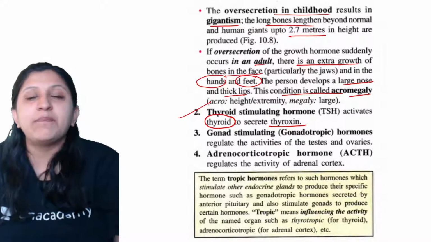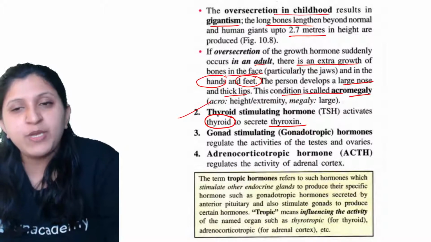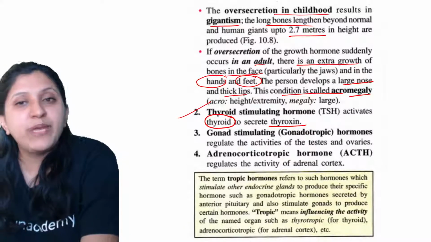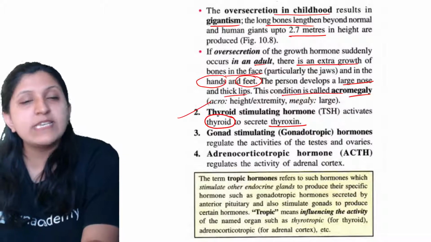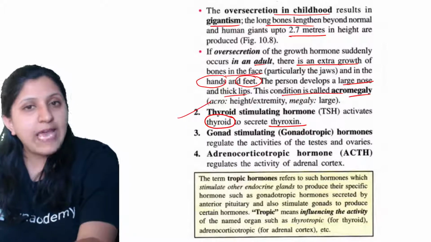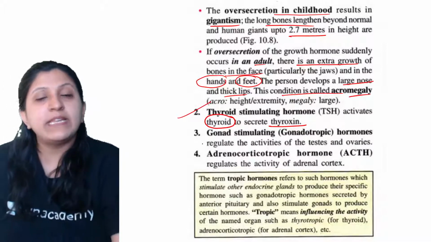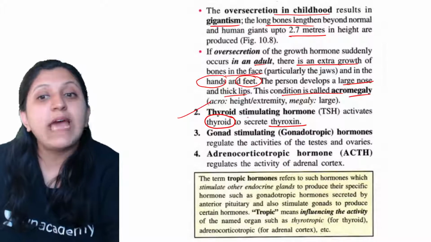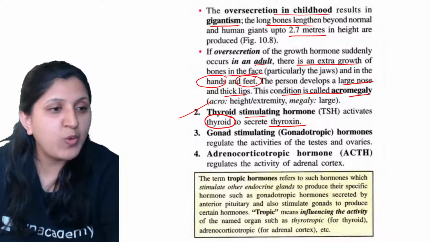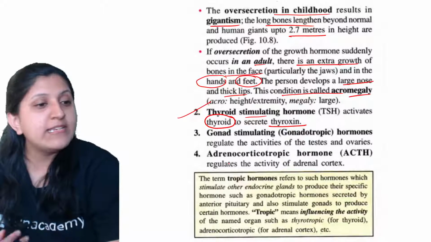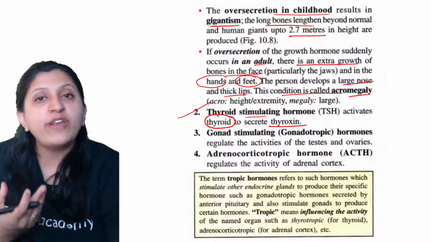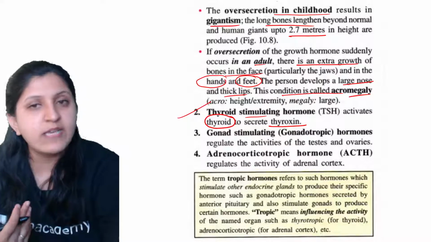So now what is happening? The anterior pituitary is making sure that thyroxine is produced from the thyroid gland. That is why, by the name itself, we can see it is thyroid stimulating hormone. The thyroid gland is being stimulated for the formation of thyroxine hormone.